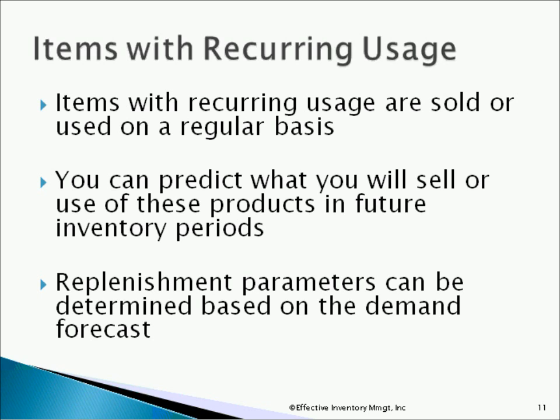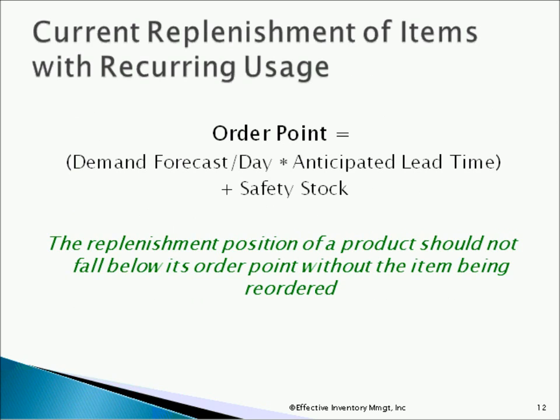Now, I said before, you can predict what you will sell or use of these products based on our forecast of what we're going to sell during a specific month. Okay? That's what we call a demand forecast. Now, items that have recurring usage will not have 1 minimum quantity. We, in fact, are going to maintain them with 2 minimum quantities. Okay? The first minimum quantity we're going to call the order point.